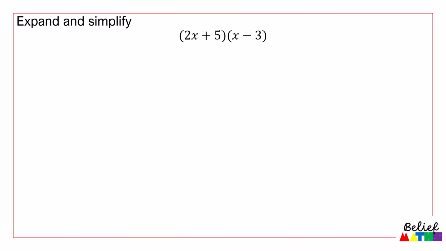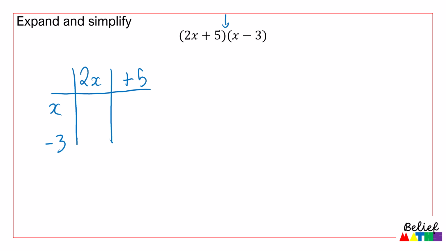Now this third one asks us to expand and simplify again. We've got 2 brackets, but the difference is the 2 brackets are connected here, meaning we're multiplying everything in the first bracket by everything in the second bracket. Now there's a couple of different methods to do this question. What we're going to use for this one is the grid method. So we're going to say 2x plus 5, and then on the side we're going to have x minus 3. And we're multiplying each of these by each other. So because we had 2 terms in the first bracket and 2 terms in the second bracket, we'll end up with 4 terms at the end.